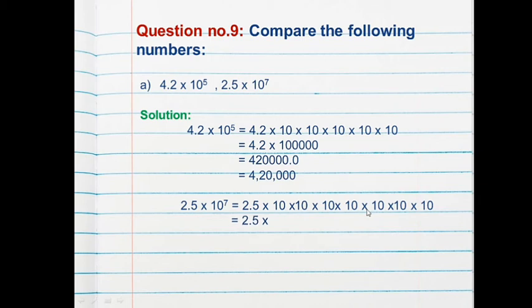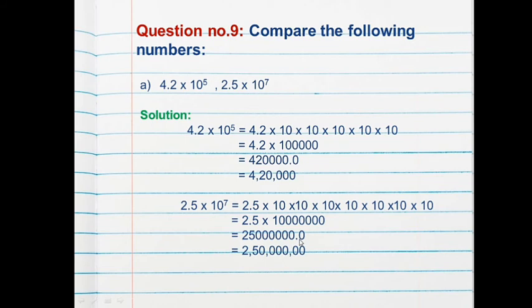So that equals 2.5 into 1 crore. Now 1 crore we will multiply with 2.5. So here we will get 2 crore 50 lakh. So 0.5, so we can write it as 2 crore 50 lakh.